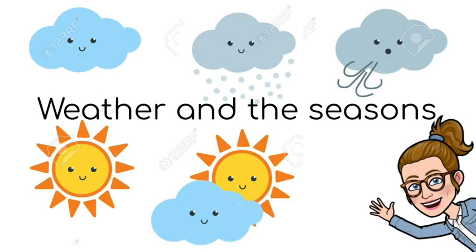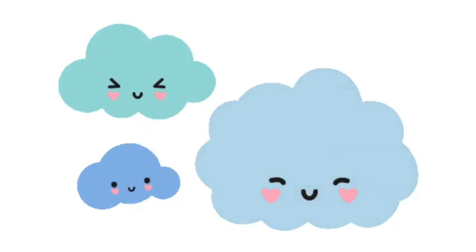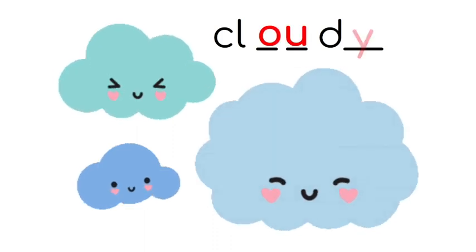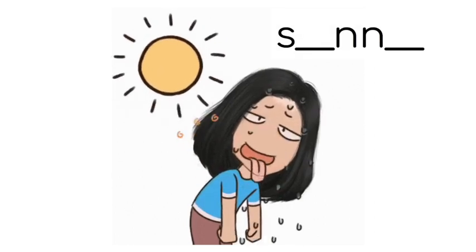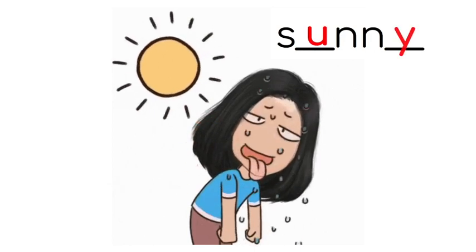Okay, very nice. Let's move on to talking about the weather and the seasons. Remember, we need to learn how to say the weather for each season. So let's take a look at some different kinds of weather. We can have cloudy weather. What are the missing letters here? C-L-O-U-D-Y. Spells cloudy. What's this type of weather? It is sunny. S-U-N-N-Y. Sunny.